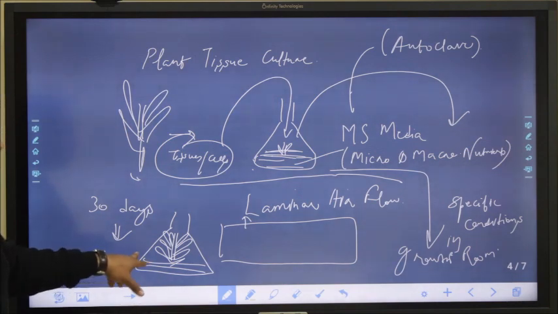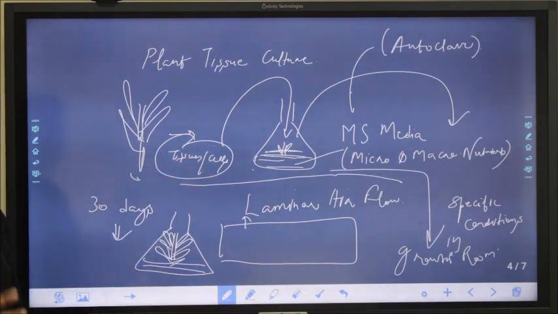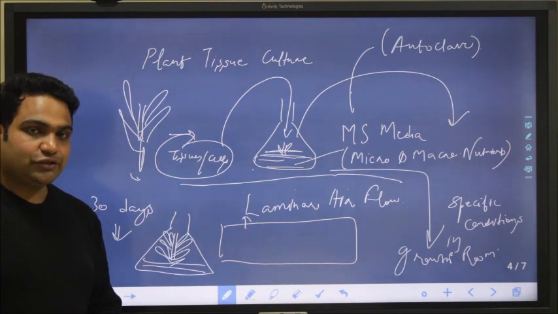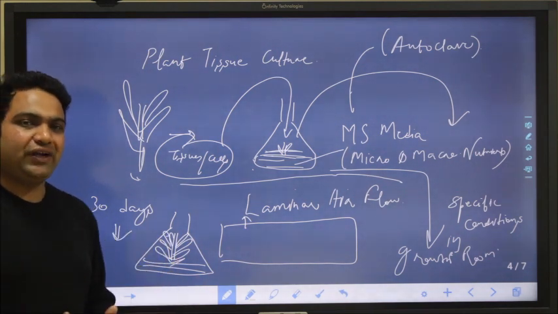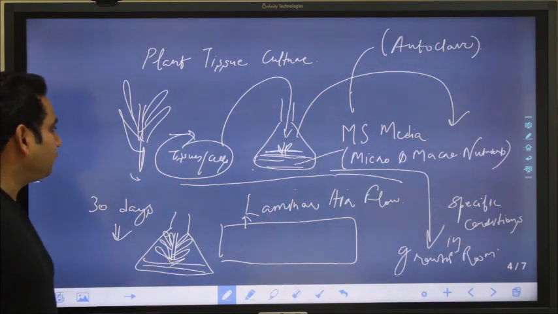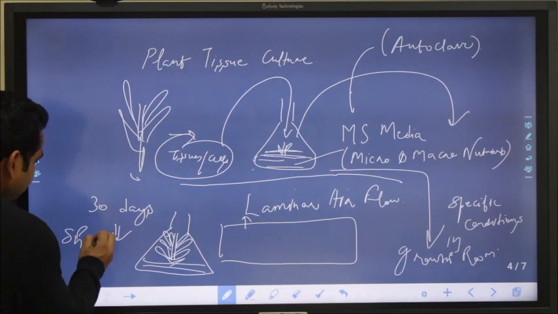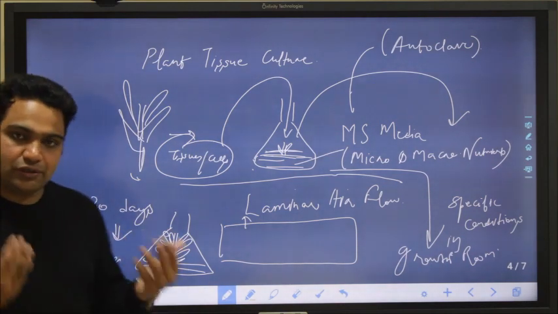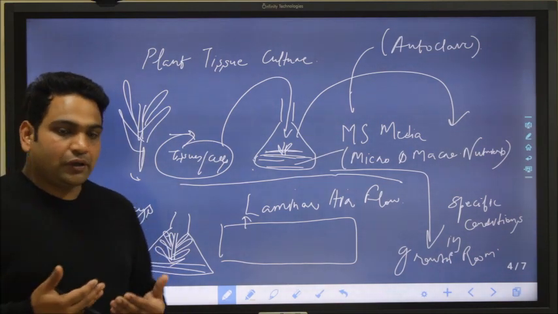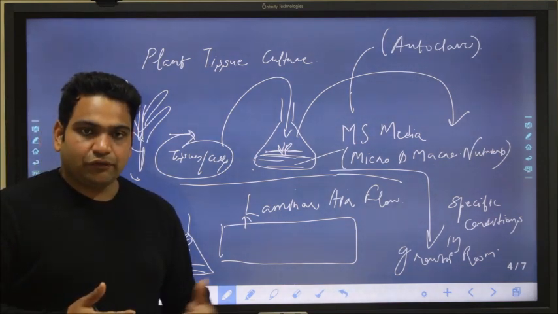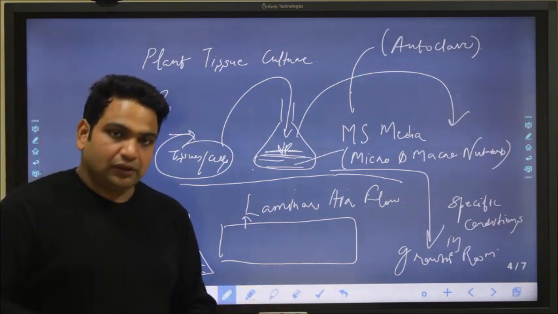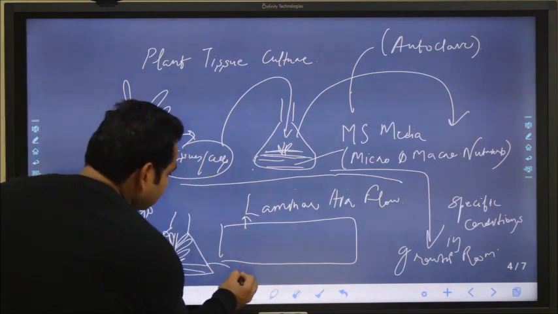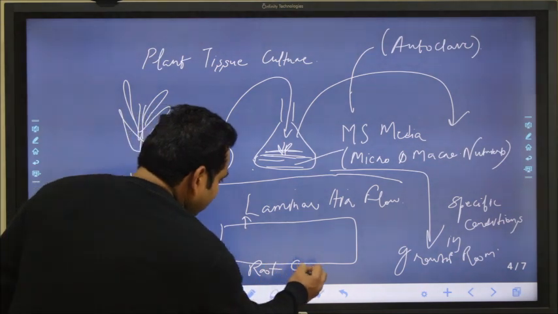Now there are two types of media. If we talk about MS media, there are two types of MS media. First is called shoot culture and second one is called root culture. So first of all, what do we require? We want to proliferate the desired plant. So what will we use? We will use shoot culture, so that the upper part of that plant can be fully proliferated. After the full proliferation of the upper plant, what will we do? In the laminar airflow, we will take this plant and put it again into what? Into the root culture media.